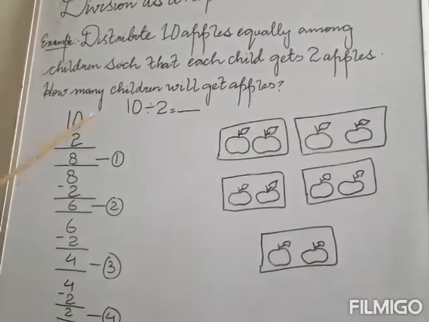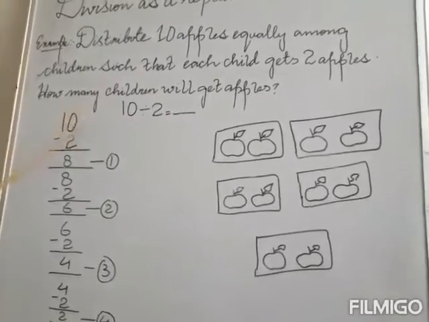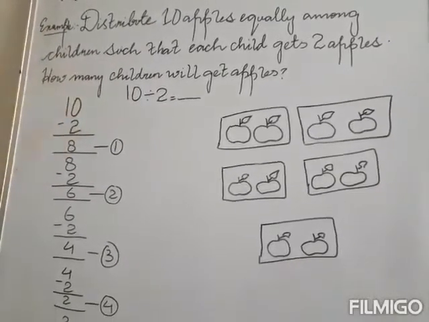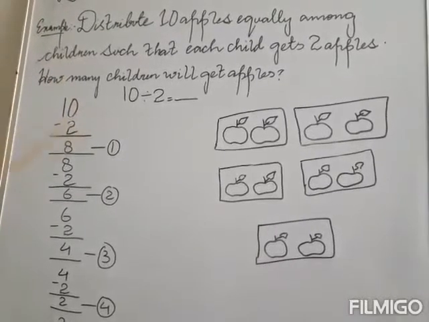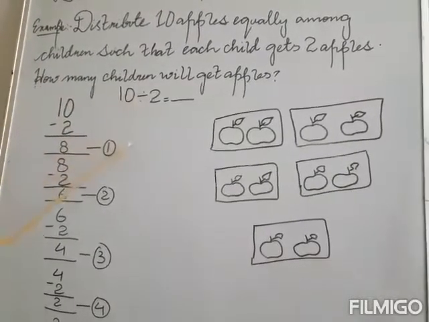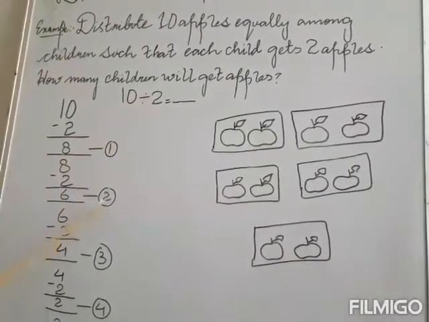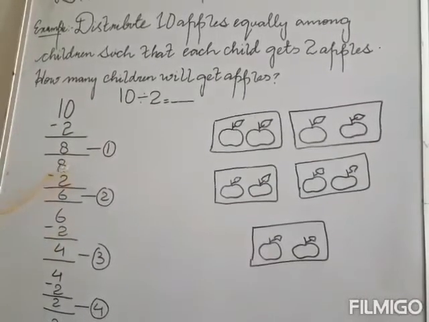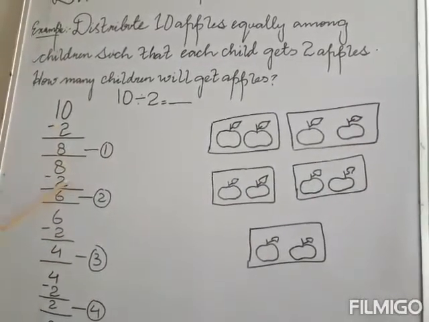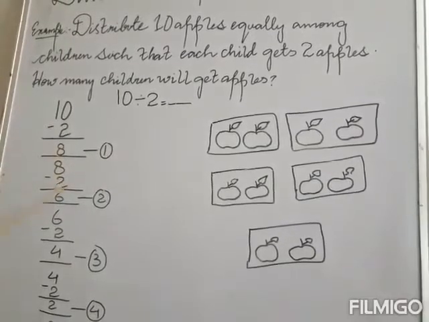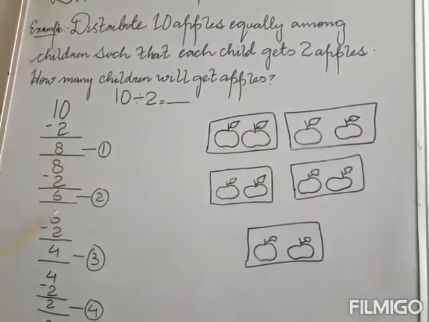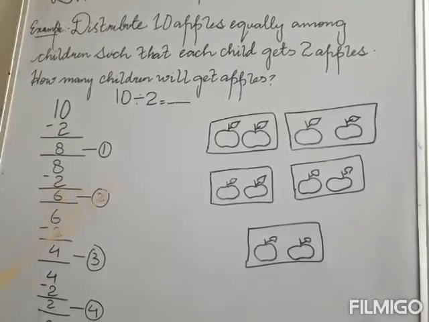What is the question saying? What we have to do? From 10 apples you have to subtract 2 apples. Now 10 minus 2 is equal to 8. This is our first step. Now the second step is from 8 apples you have to subtract 2 apples. Now 8 minus 2 is equal to 6. This is our second step.